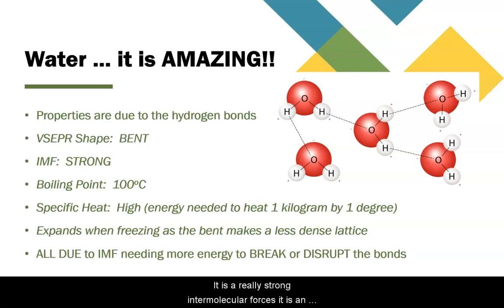It has really strong intermolecular forces. It has an incredibly high specific heat, which is the energy needed to heat 1 kilogram by 1 degree. And the boiling point is 100 degrees Celsius. This is all due to the specific IMFs needing more energy to break or disrupt the bonds. And this is just an incredible example of how intermolecular forces, intramolecular forces, and VSEPR shapes can create a really cool molecule, which really allows life to flourish here on Earth.